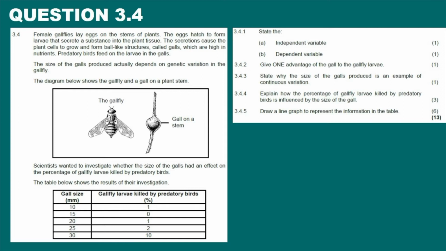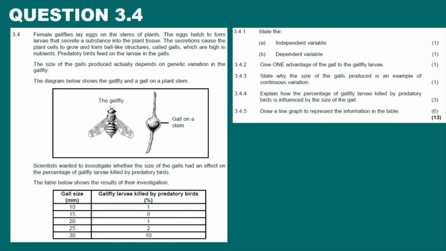So these are then called galls. If they talk about a gall, there's an example in the diagram on your right hand side next to the gall fly. So then they say that is called galls, which are high in nutrients. So predator birds feed on the larvae in the galls. So in that ball-like structure, you will find the larvae, and then predators will feed on the larvae. So the size of the galls produced actually depends on the genetic variation in the gall fly.